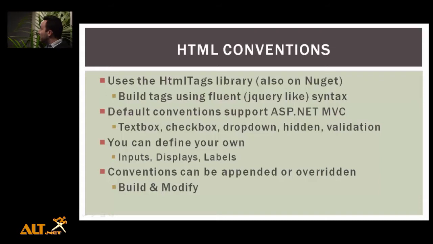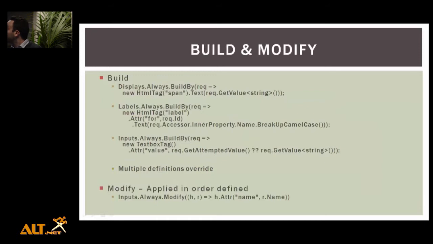By default, we get rid of the text box, checkbox, drop-down, and other types of HTML helpers, and we allow you to define your own types for the three main categories, which are inputs, displays, and labels. Conventions can actually be applied to these tags. They can be appended onto or even overridden. So the two main methods of doing it are build and modify.